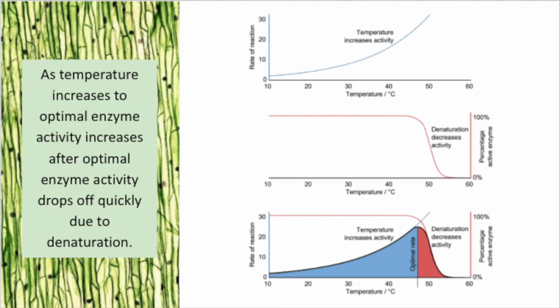The heat is changing the chemical bonds in the amino acid chains, causing the unfolding of the enzyme shape. This causes a loss of the active site, and the substrate can no longer interact with the enzyme. This then causes the enzyme activity to drop off quickly, as seen in the diagram. So, let's summarize. As temperature increases to the optimal temperature, the enzyme activity increases. Past the optimal temperature, it drops off quickly due to denaturation.